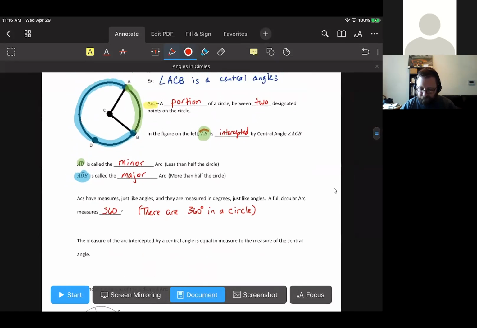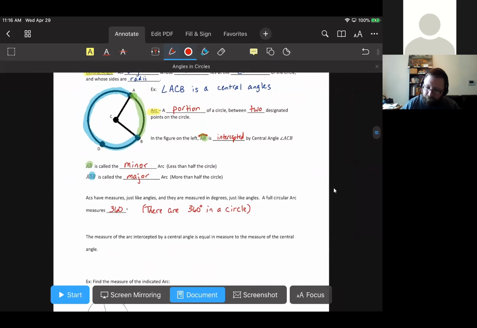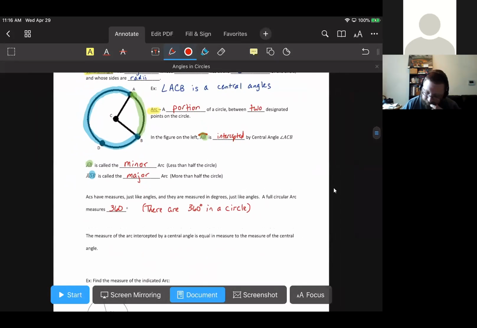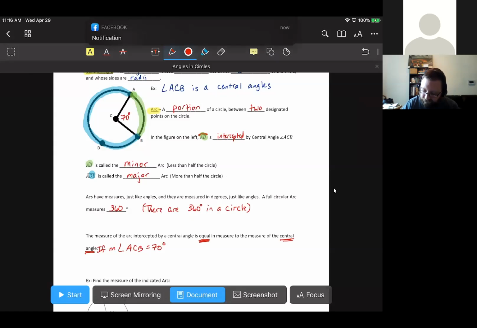Let's shrink it just a little bit more here. The measure of an arc intercepted by a central angle is equal in measure to the measure of the central angle. So here, let's say that the measure of angle ACB is 70 degrees. Then the measure of minor arc AB is 70 degrees.